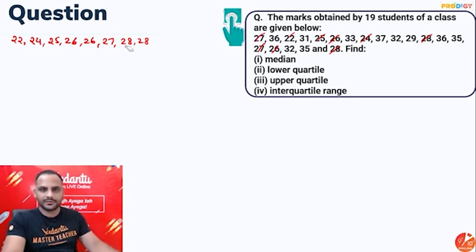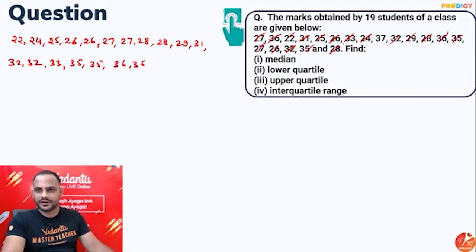27, 27, 28, 28. Then 29 is only once, and after that we have seen 31, 36, 33. So 31, 32, 33 we have, 36 also we have. 31 one time, then 32 2 times. 33 is only once. 34 is not present. 35 is present twice and 36 is also present twice.